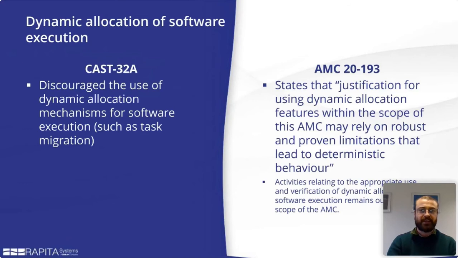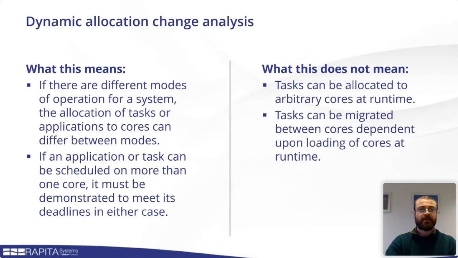It says that dynamic allocation features used within the scope of this AMC may rely on robust and proven limitations that lead to deterministic behavior. So actually, this is a bit looser than we expected, maybe. It's potentially allowing, in certain limited circumstances, dynamic allocation of software. Just looking in a bit more detail at what this change means and what it does not mean. For example, if there are different modes of operation of a system, the allocation of tasks or applications to cores can differ between modes. In my next slide, I'm going to look into this in a bit more detail with an example.